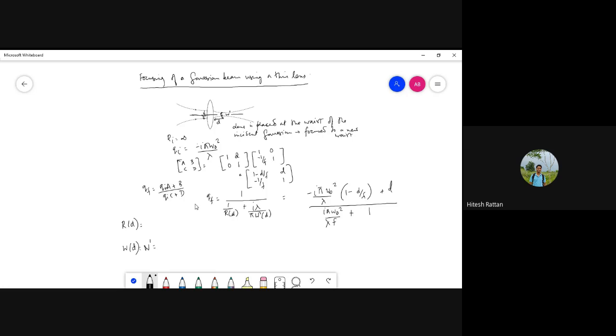I'm saying you multiply the right hand side, both the numerator and denominator, by lambda, so that you don't have the 1 by lambda term, because we want to put lambda equal to 0 afterwards. So this lambda equal to zero, I'm still not getting that.